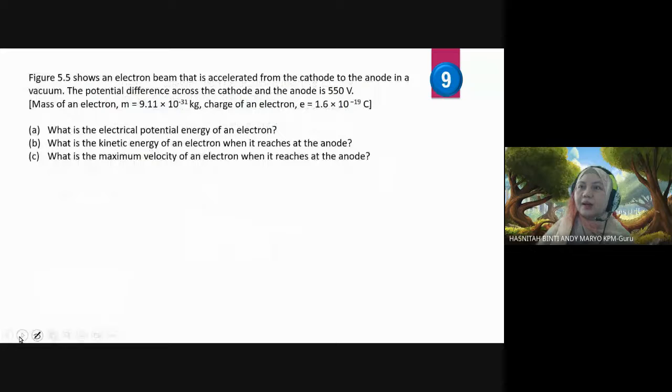Okay, last question for today. This is taken from your textbook, example number 1, figure 5.5. Oh, where is the figure? I forgot to place the figure. Let me show you the figure for a moment. You can check from your textbook, on page 180.